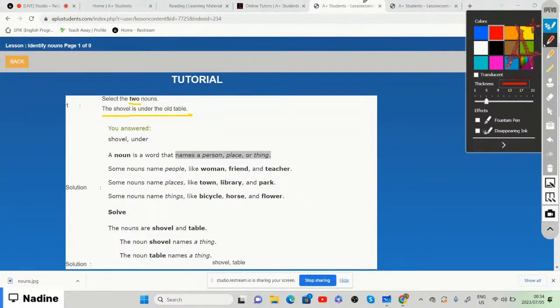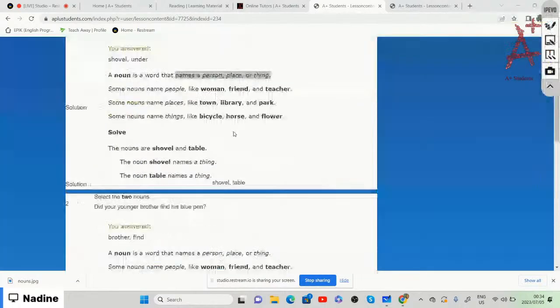All right. If you said shovel as well as table, then that is correct, right? Those are two nouns because they are naming things. The noun shovel as well as the noun table, each names a thing. Okay, let's go to the next one.